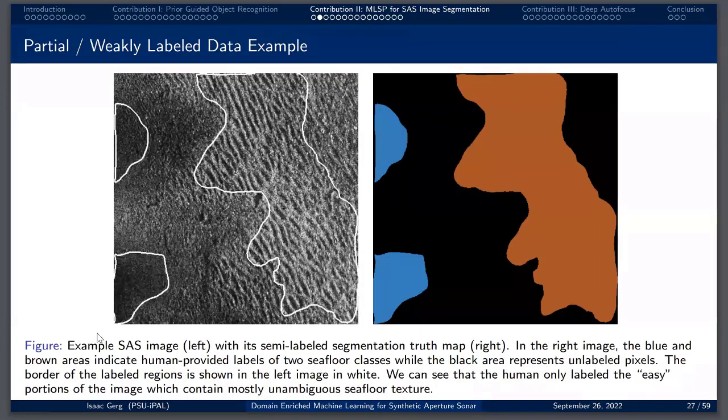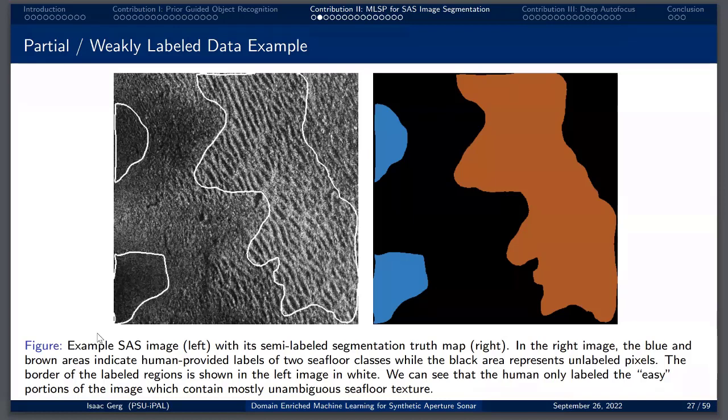Segmentation is an interesting problem for SAS in that it's very difficult to get labeled data for this, because sending a team of divers down to map every point out at a particular instance of time, and then coordinating that back to actual georeferenced pixel labels, is just difficult for a number of reasons.